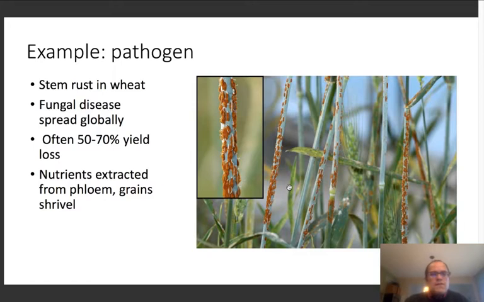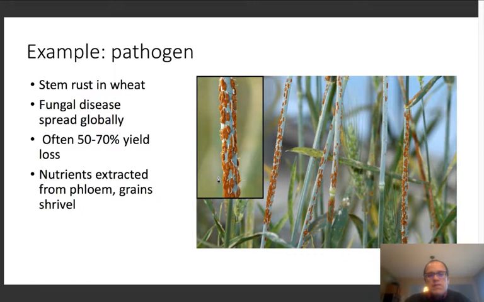This is a fungal disease in wheat. We call this stem rust. You can see here the outward display of the fungus. This is the fruiting body, most likely, of the fungus, although I'm not an expert in this particular area. But when it happens, this particular disease can readily impact yield, of course.